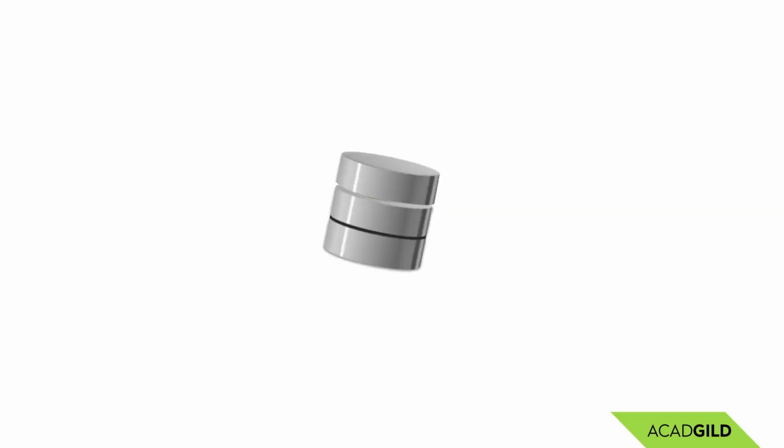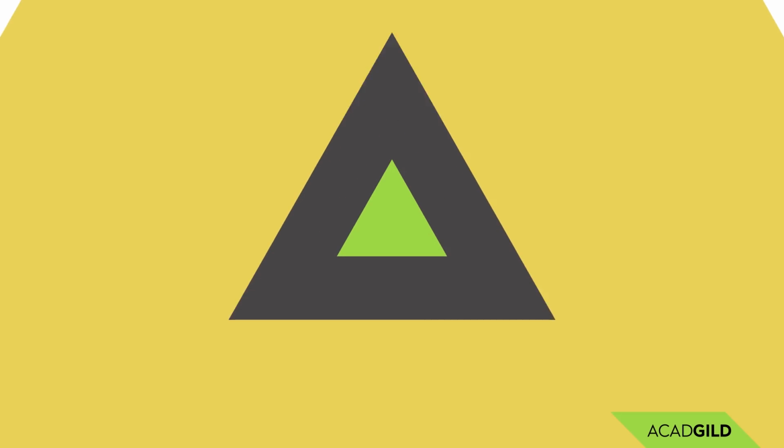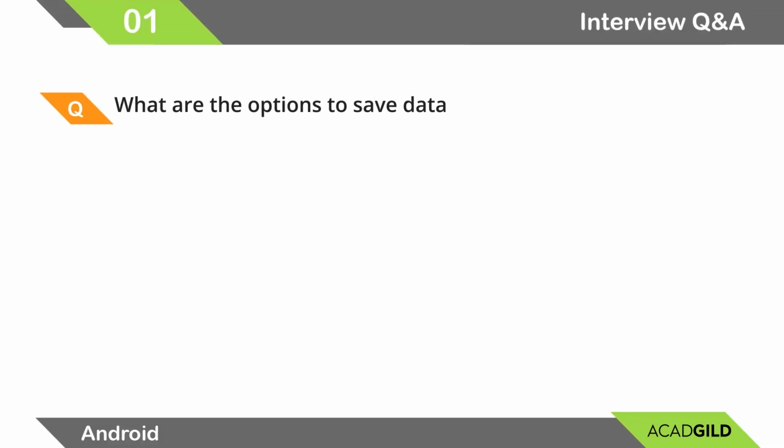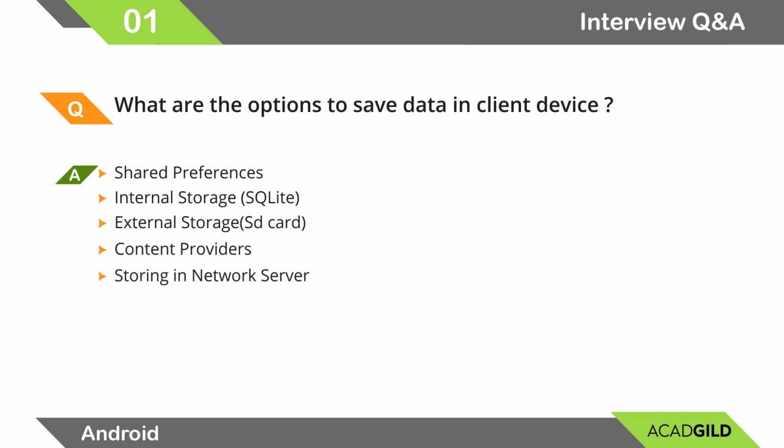So let's get started. Android SQLite database, a database to store data on Android devices, and the name of the database is SQLite. What are the options to save data in client device? You can save data using shared preferences. You can save data using internal storage, that is SQLite, external storage, SD card, content provider as discussed in the first video series. And lastly, you can also store data in network servers.